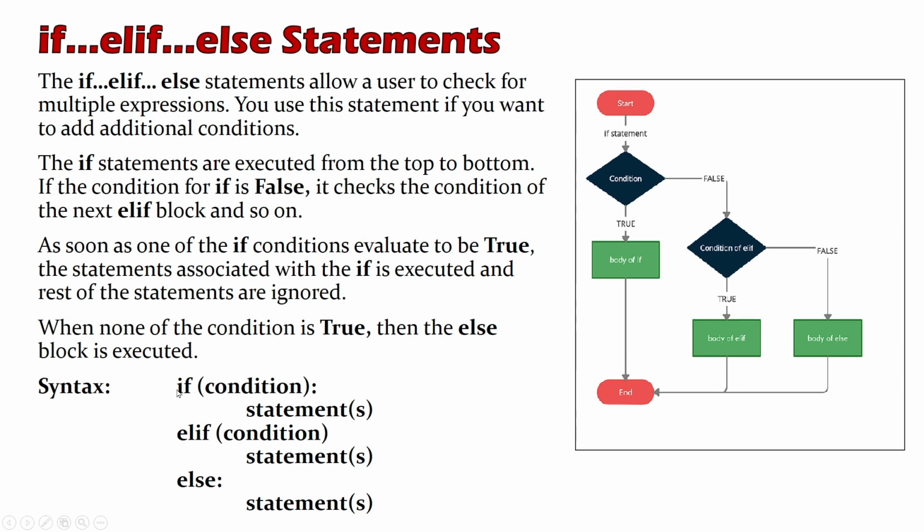See the syntax here carefully. If, then there is a condition given. If this condition is true, then these statements will be executed. If it is not true, it will go to elif. And if this condition is true, then it will work upon this. If this is not, then the else part will be executed, and we can give more than one condition after this elif.